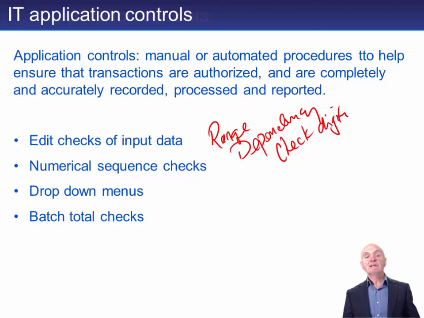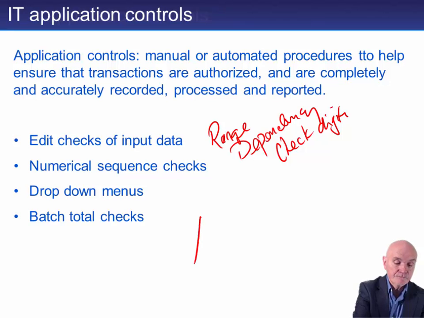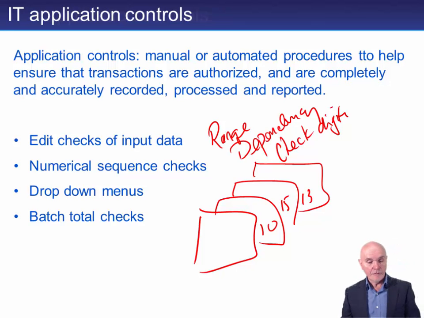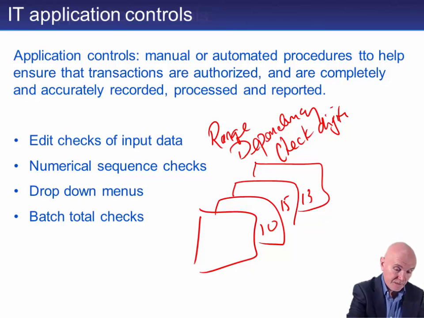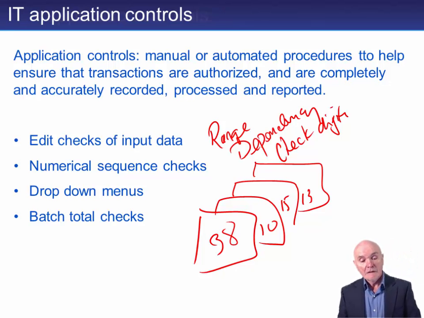And then we have batch total checks. So if, for example, you're going to be processing 3 invoices, and they've got 10, 15, and let's say 13 on them. Those are our 3 invoices. What you do is you add those up. I've got 38 here, like a control total. So this is the batch total, and that will be input first.